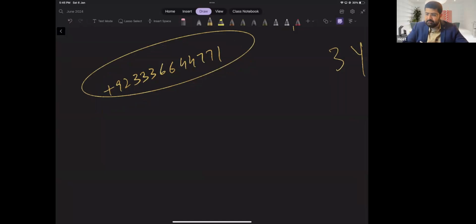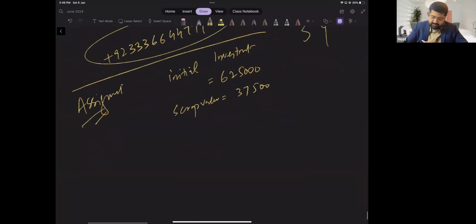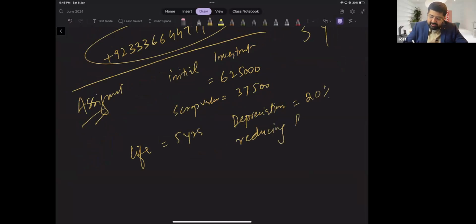Now, the next point is the assignment. Initial investment is 625,000. Scrap value is 37,500. Life of the project is 5 years. Depreciation is 20% on a reducing balance basis.